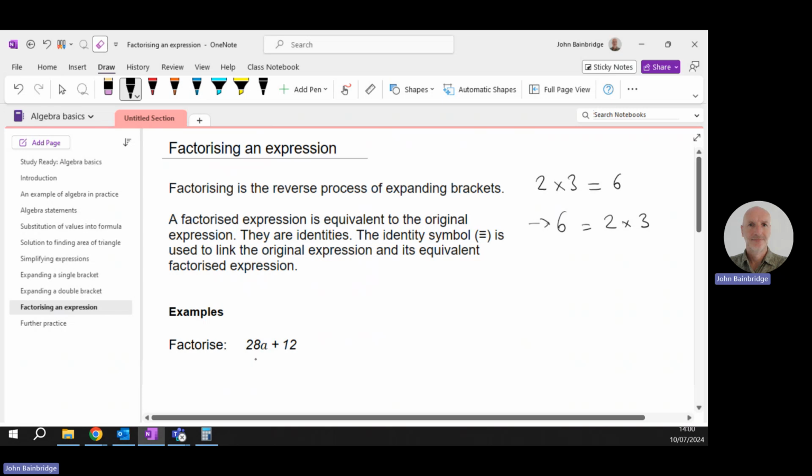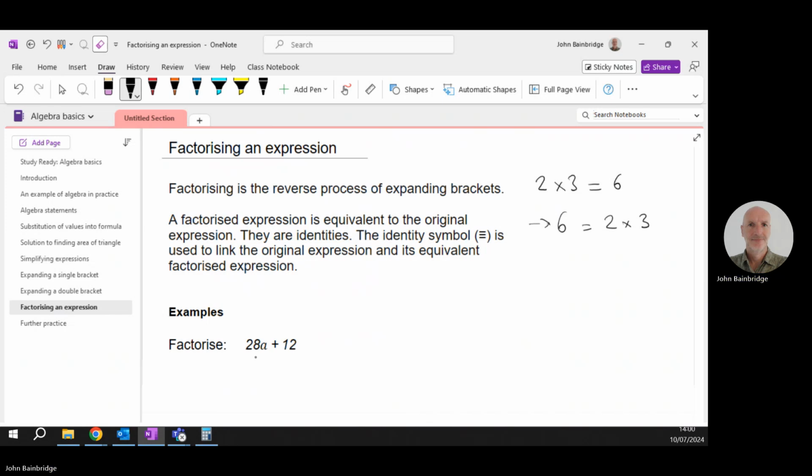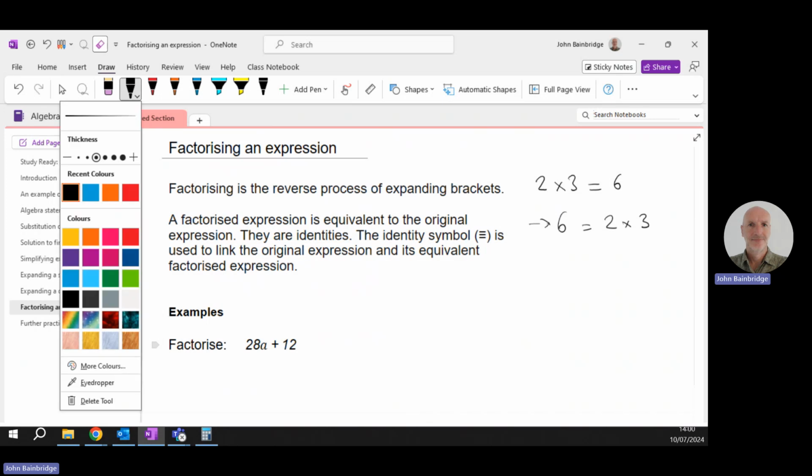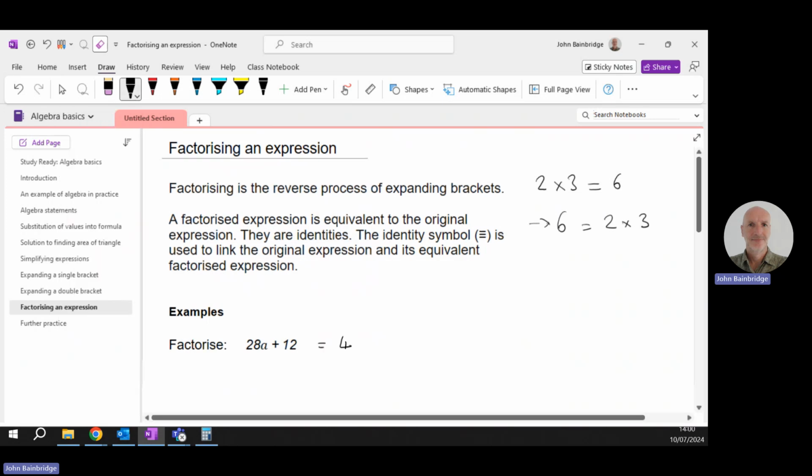So it's like we're looking at the second example now. Let's factorise 28a plus 12. You look for something common to both the 28 and the 12. I can see that 4 works. You look for the highest number that will go into it; you're looking basically at the highest common factor. So 4 will go into 28 and 4 will go into 12. That's the highest number, and that's the thing I take outside the brackets.